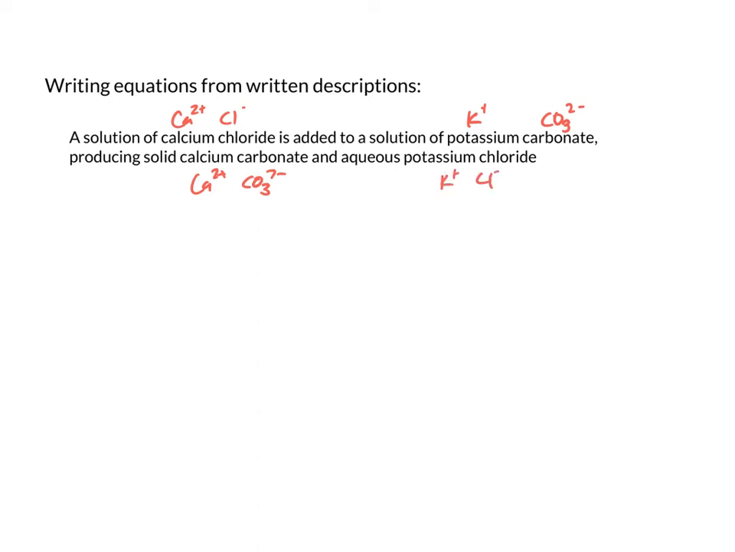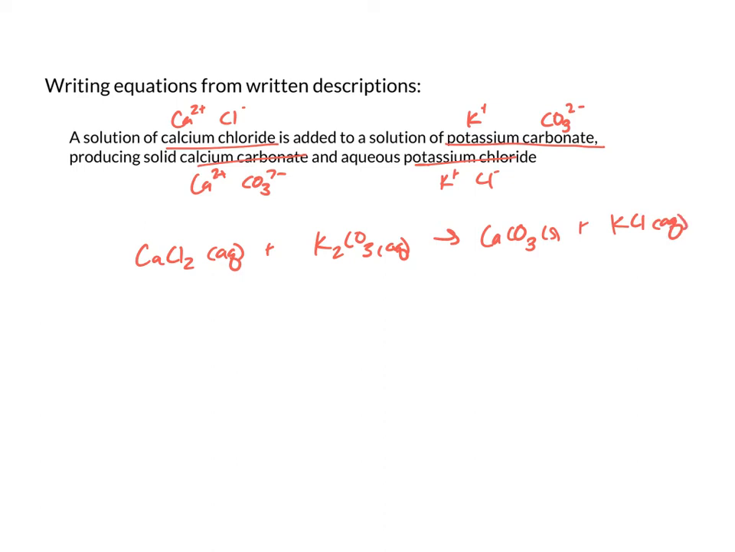So when I write my proper formulas, if I'm mixing together these two solutions, these are going to be reactants. These are products. So I have calcium chloride, CaCl2, as an aqueous solution, added to potassium carbonate, K2CO3, as an aqueous solution, forming calcium carbonate as a solid and potassium chloride as an aqueous solution.